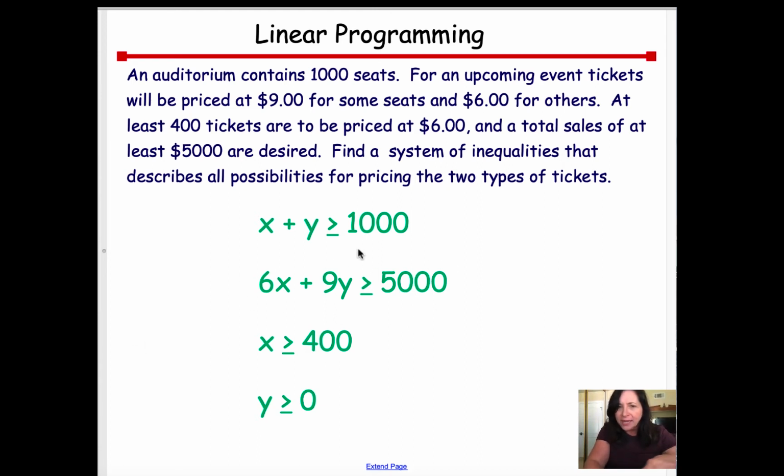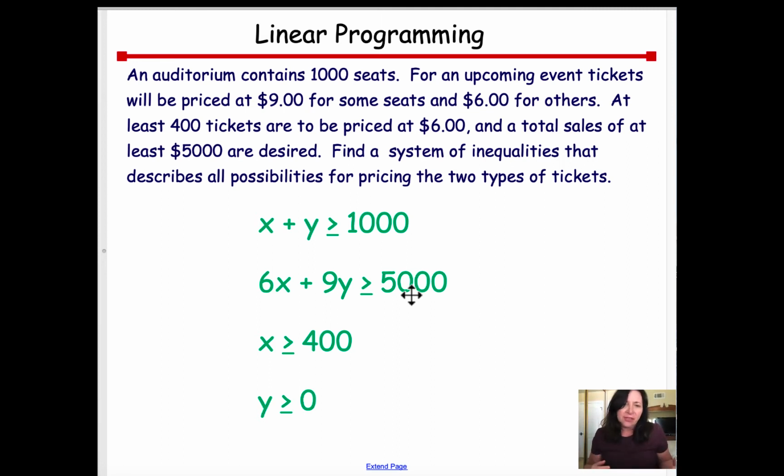Now this one right here talks about the money, and that's, you've got $9 for some seats, those are your x, and you've got, or you flipped them around like I did in this case, you've got $9 and you've got $6. So you've got 5,000 desired altogether that you want to spend. And then lastly, it says, well, you want to make more than no money. So these are the system of inequalities. These are types of tickets.